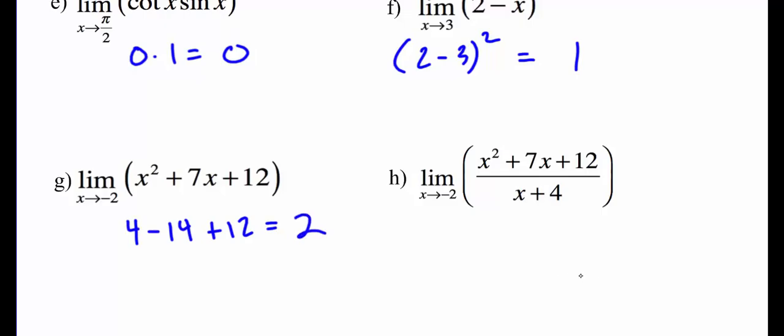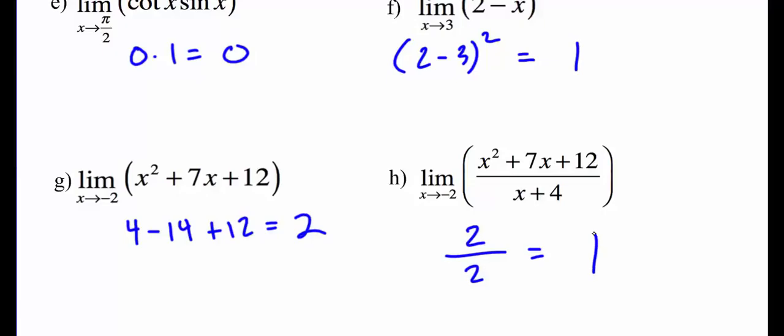And then finally, the limit as x approaches negative 2 of x squared plus 7x plus 12 over x plus 4. Now, one thing you'll note, we already dealt with the numerator right over here, so I'm not going to redo all that work. I'm just going to write this as 2 over negative 2 plus 4, which is 2, and 2 over 2, of course, is 1.